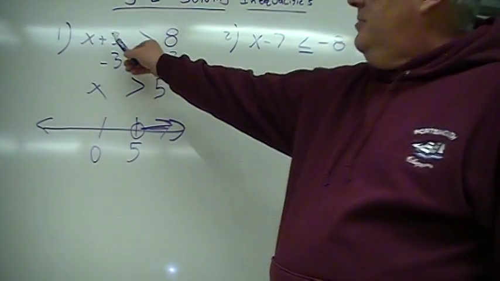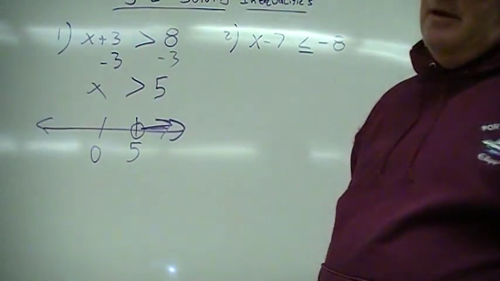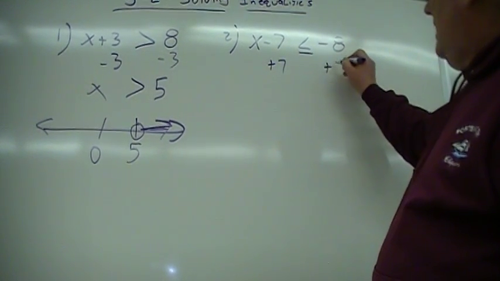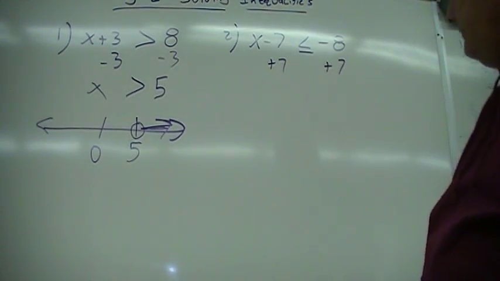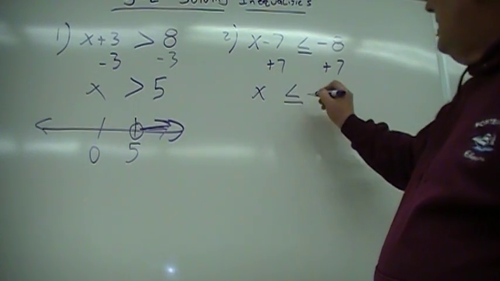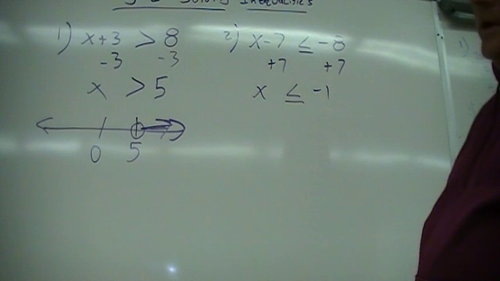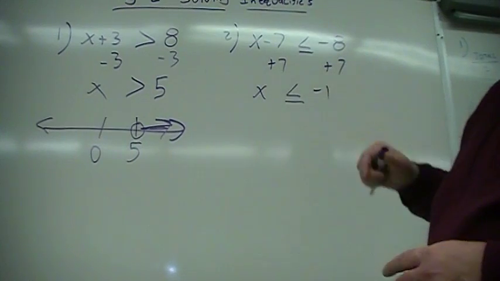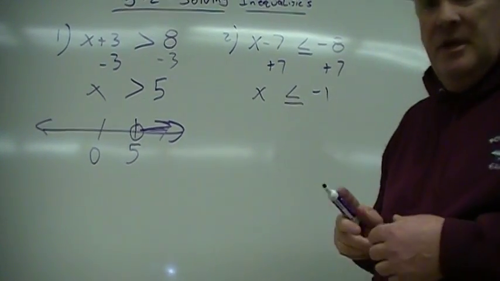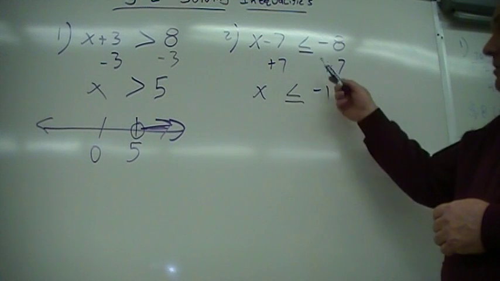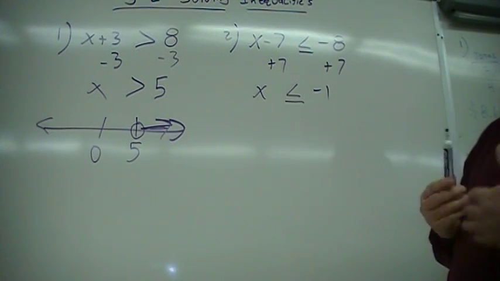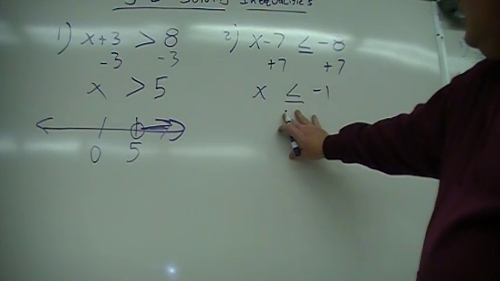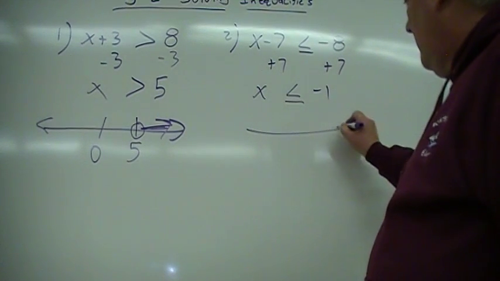This one is x plus 3, so we're subtracting. This one's the opposite. We're going to add 7 to both sides. X is less than or equal to negative 1. Nothing changes with the sign. Sometimes students and teachers get confused, because everything is the same as an equation that we've been doing the whole first part of the year. So x is less than or equal to negative 1.